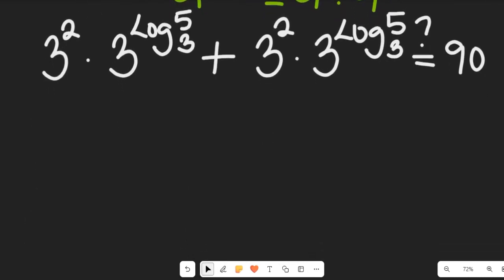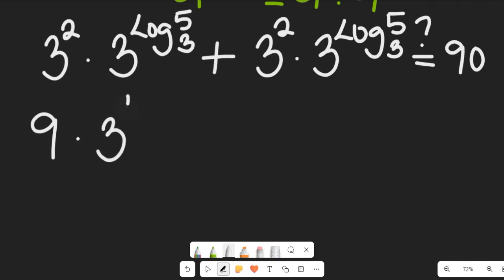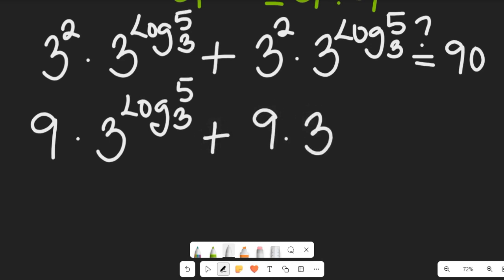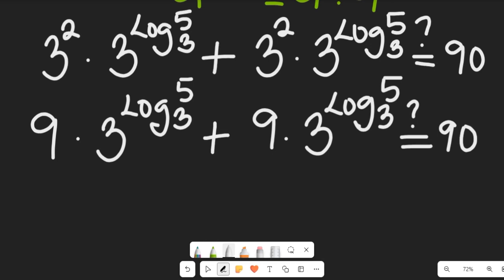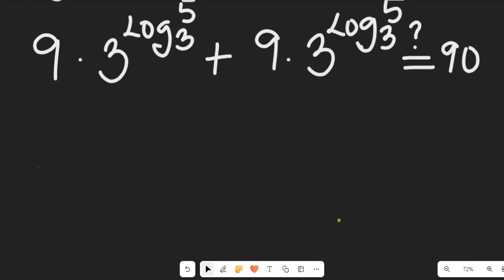If we simplify this, we will now have 3 to the power of 2, which is 3 times 3, which is 9, multiplied by 3 to the power of log of 5 base 3, plus 9 multiplied by 3 to the power of log of 5 base 3. Will this be equal to 90? 9 times 5, 9 is on its own.